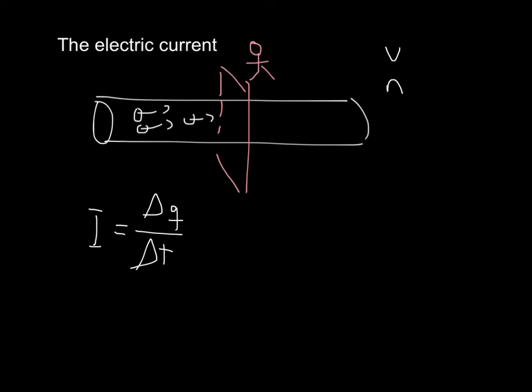And in order to do so, what I need to do is to find the amount of charge that goes through here in a certain amount of time, increment of t. Okay, so imagine that I'm here and I start my timer and I wait a certain time, increment of t.